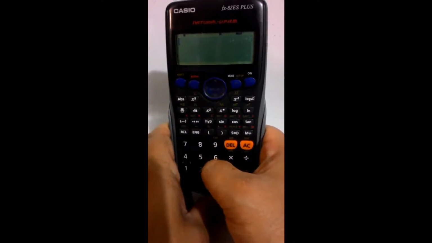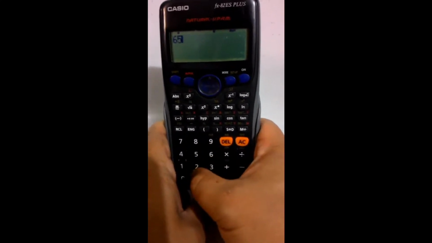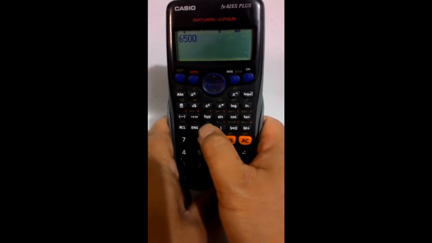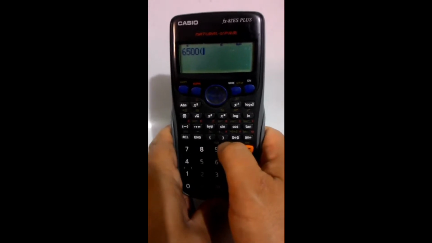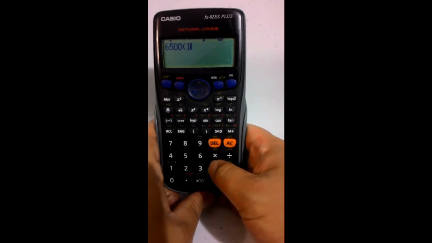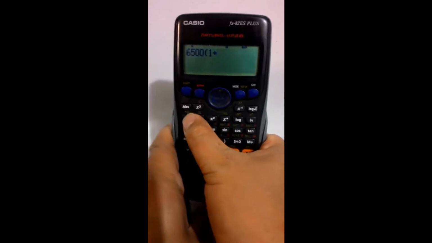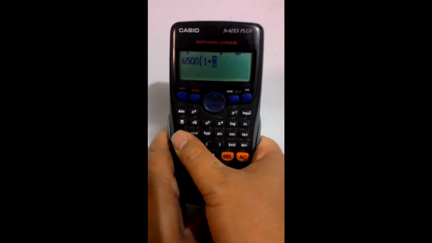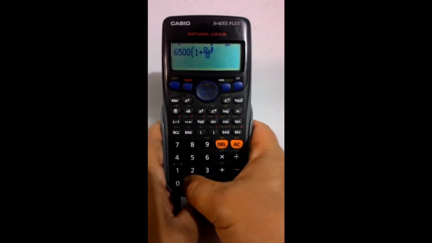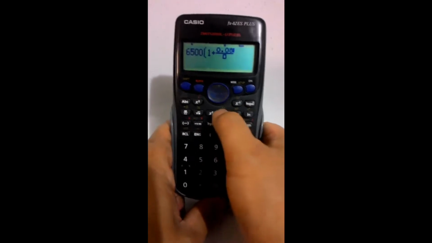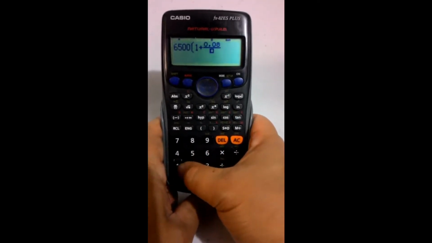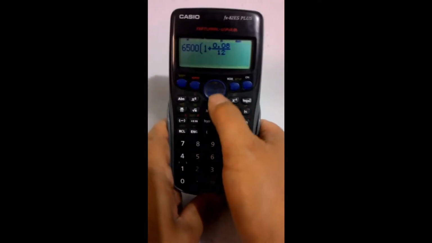So to solve the problem, press 6,500 times the quantity 1 plus the quotient of 8%, which is 0.08, divided by the mode of conversion, which is 12.